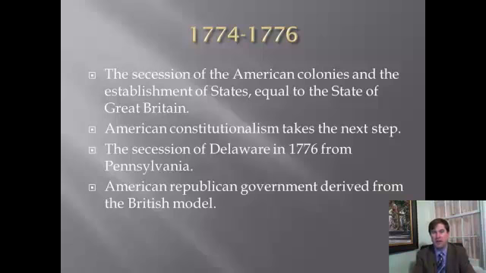So by saying that these colonies are now states, they have equal footing with Great Britain or France or pick your state across the world. That's what they are. So now the local has become supreme. It's codified. And eventually when they get to the Articles of Confederation, which of course we'll talk about in another presentation, that's what happens. The states become codified in that, and the local becomes supreme. So American constitutionalism will take the next step here. Also, Delaware will secede from Pennsylvania in 1776.